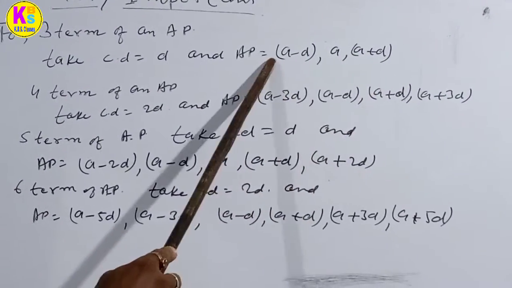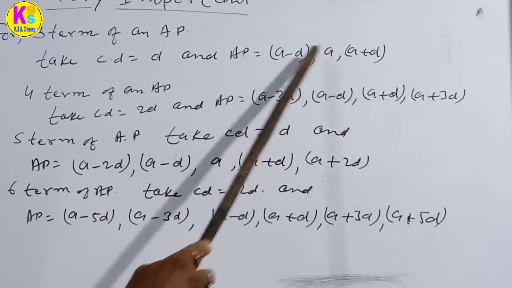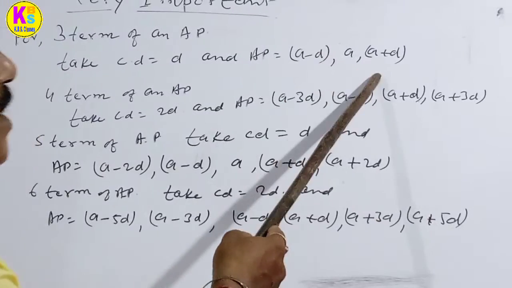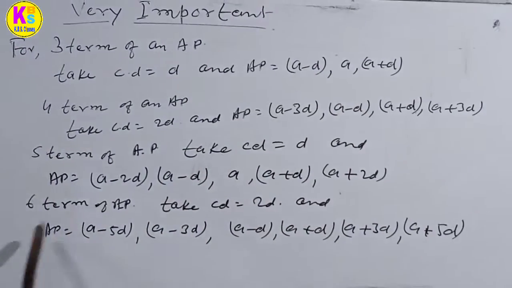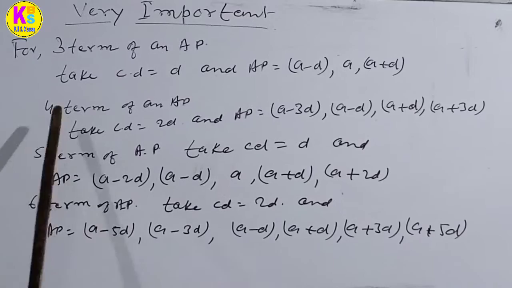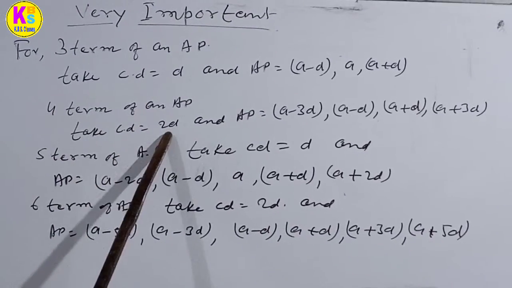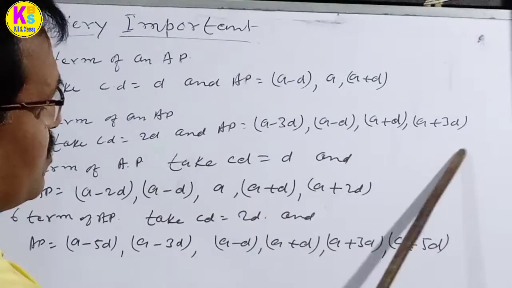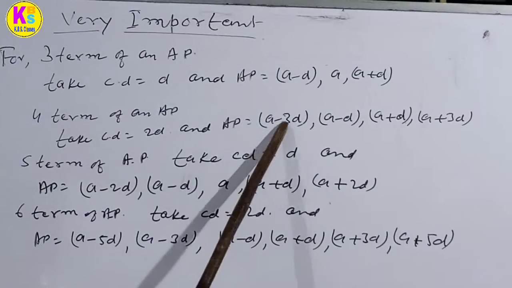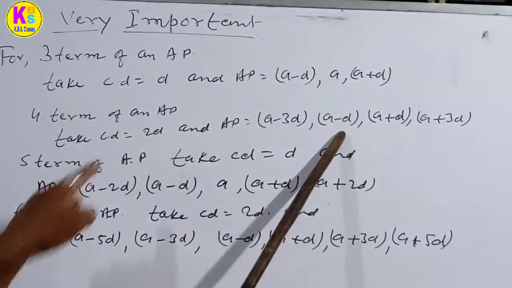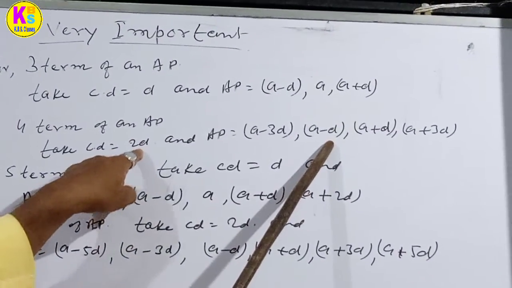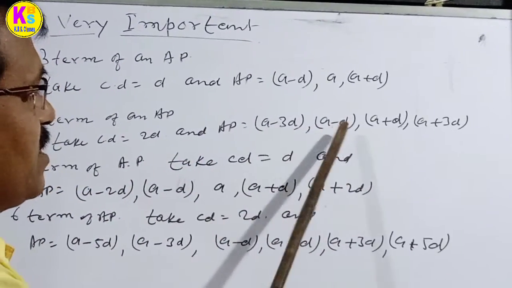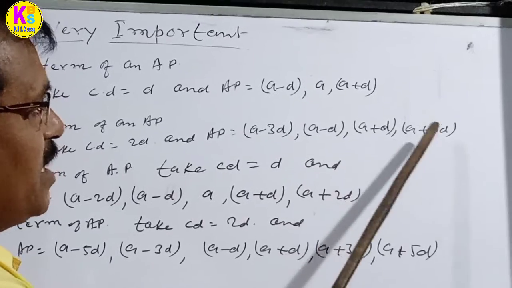See here, if you add them, plus D and minus D will be cancelled, and 3A will remain. So easily you can find out A. Now, for four terms, take the common difference as 2D. The AP of the four terms should be A minus 3D, A minus D, A plus D and A plus 3D, because we have taken 2D as the common difference.